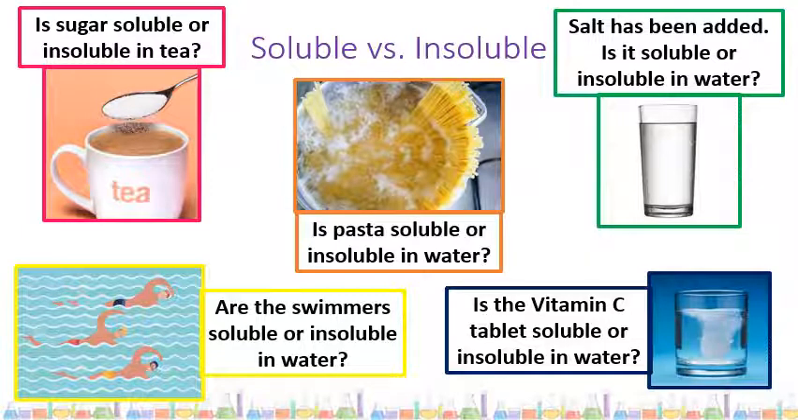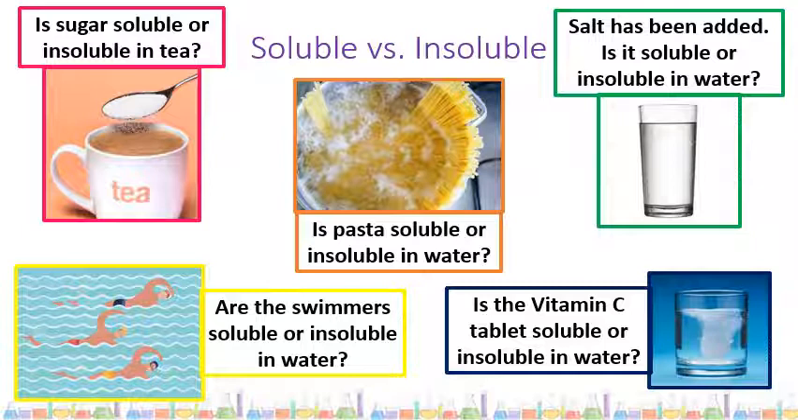We looked up in the top left at the sugar example already. So we know that the sugar will dissolve in the tea, so that makes it soluble. Up in the top right, we've got salt that has been added into water. Is it soluble or insoluble? Hopefully you can recognize that it's soluble. The salt has become part of the water solution to make a mixture.